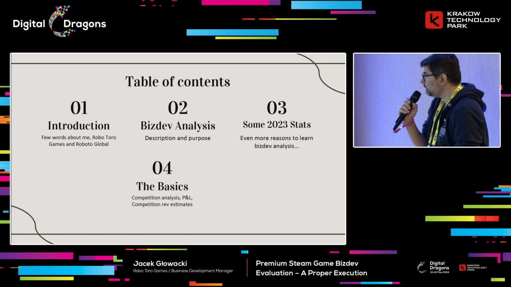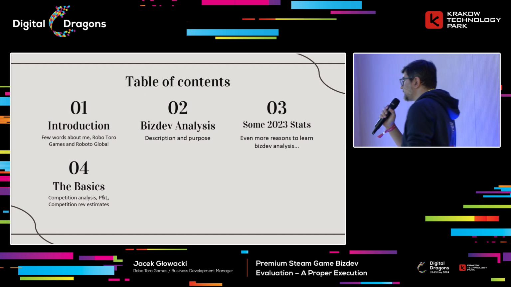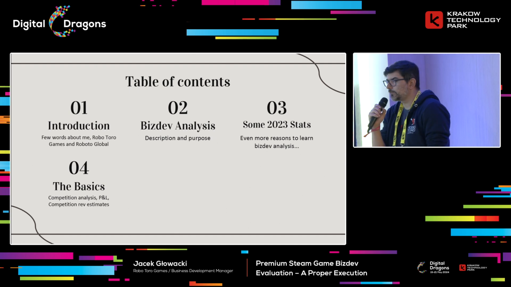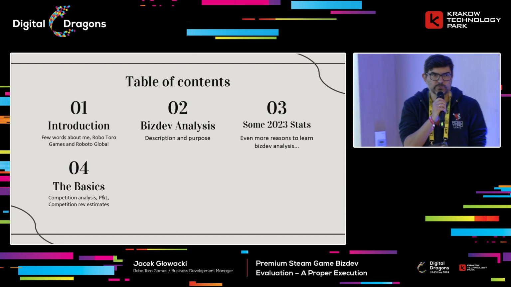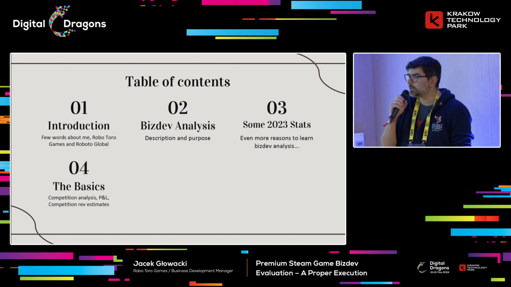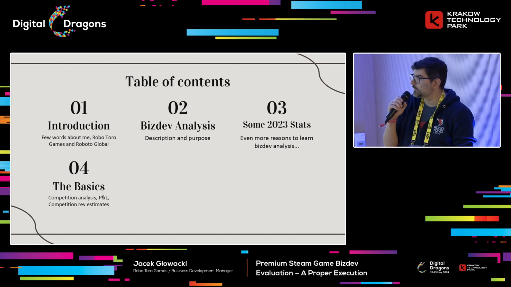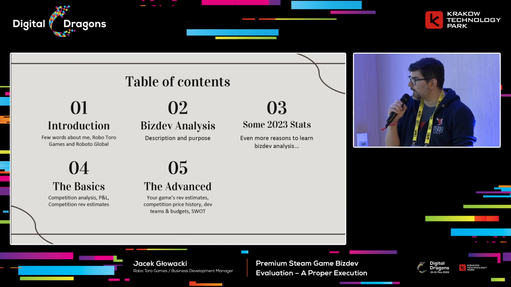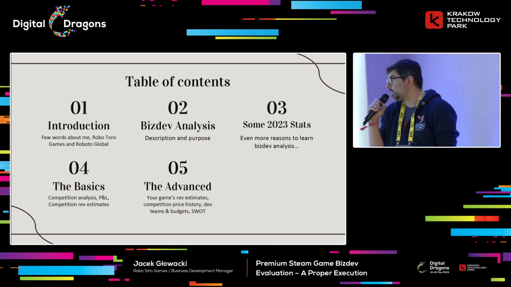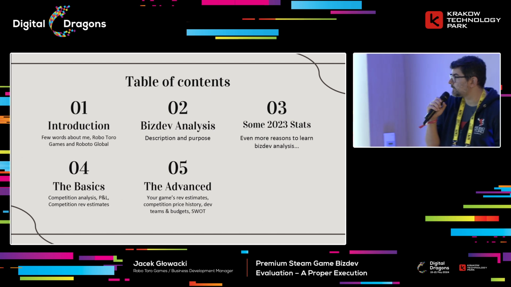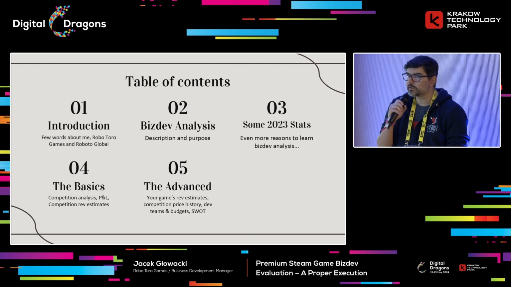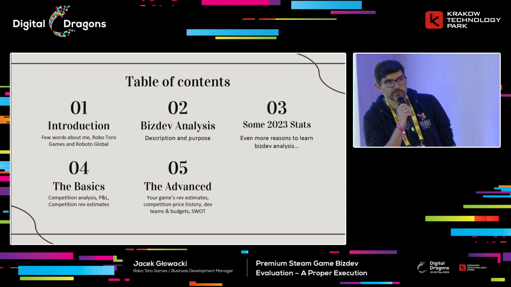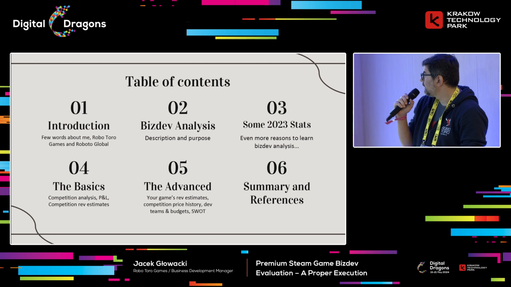us. Then we're going to start with the basics. We're going to go through a couple of first documents that you go through when you do Bizdev analysis. So we'll see and learn about competition analysis, P&L, and competition ref estimates, and move to the advanced, which are your game's ref estimates, competition price history, dev teams and budgets, and SWOT analysis as bonus. And then we'll finish with summary and references.